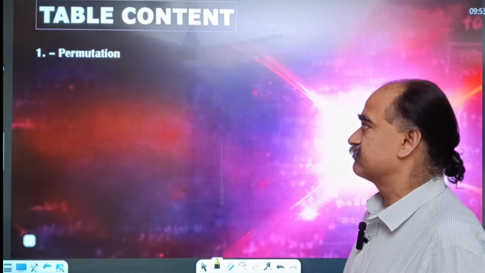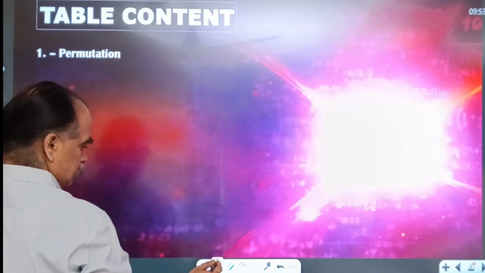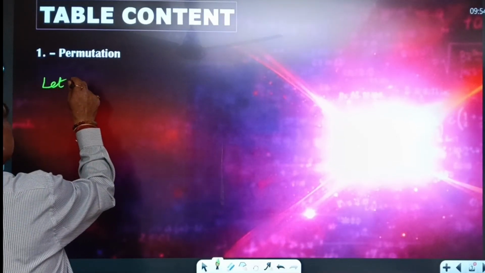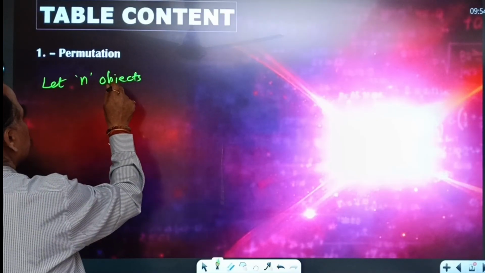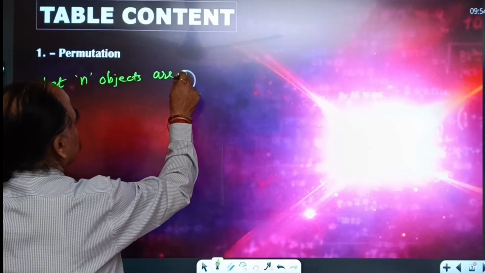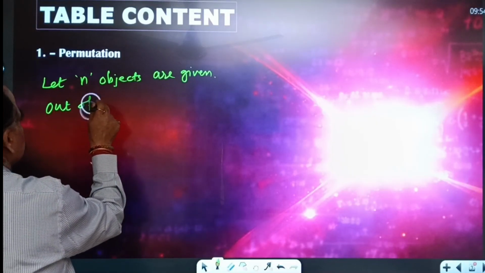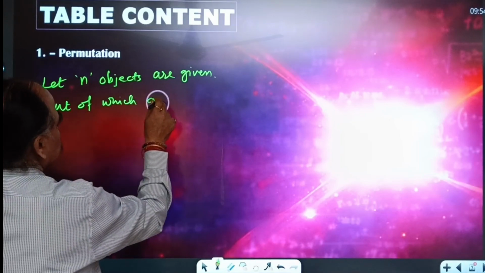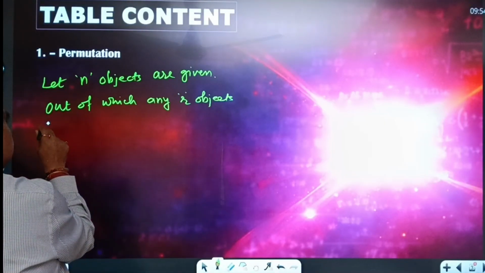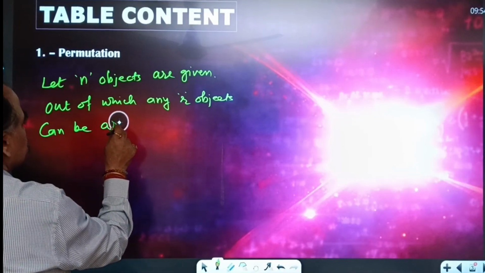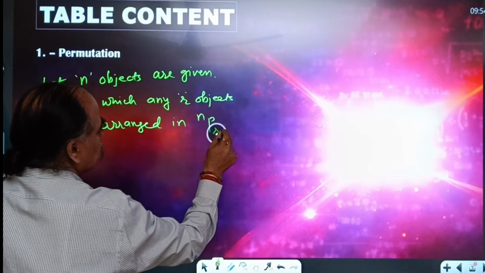First important thing is, what is the definition of permutation? Let n objects be given, out of which any r objects can be arranged in nPr ways.